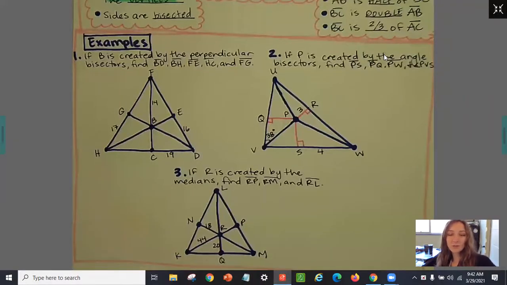In this video we're just going to be working out some examples of circumcenter, incenter, and centroid. So let's start with the first one. If B is created by the perpendicular bisectors, find BD, BH, FE, HC, and FG.